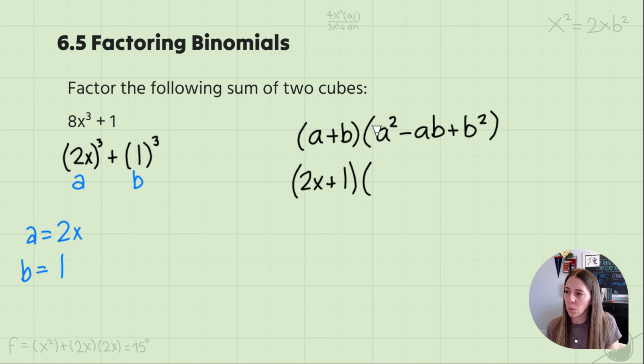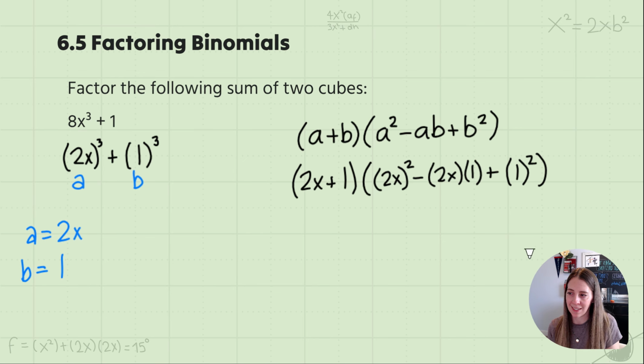Now in this one, we have an A squared right here, so I'm going to make sure I substitute A in parentheses. So this is a 2x quantity squared. Then minus A times B, so 2x times 1. And then plus B squared. So we're going to do B in parentheses, which is 1 squared, and then close parentheses like that.